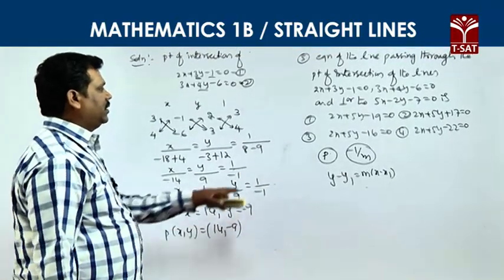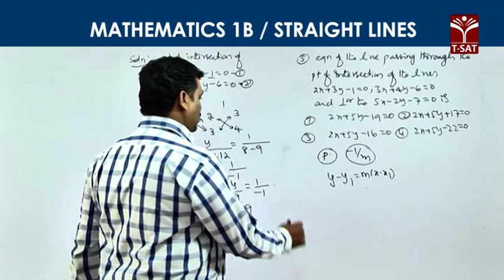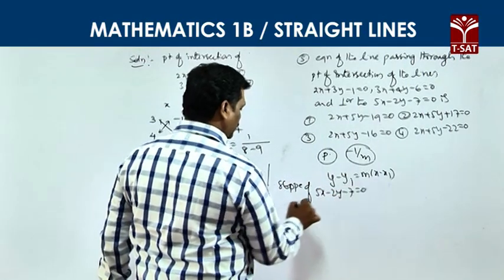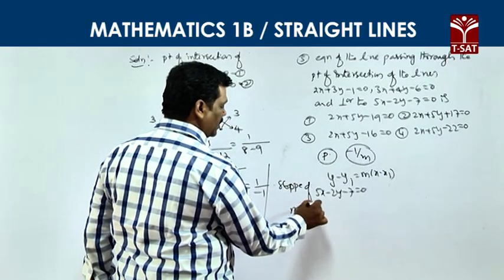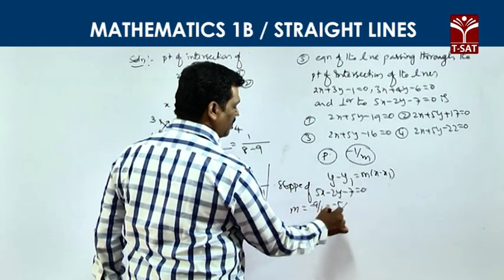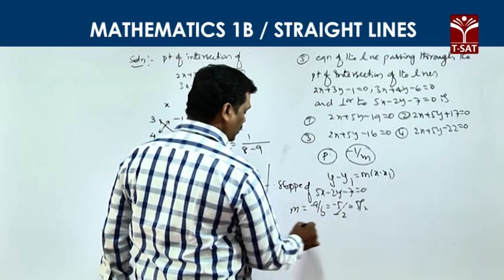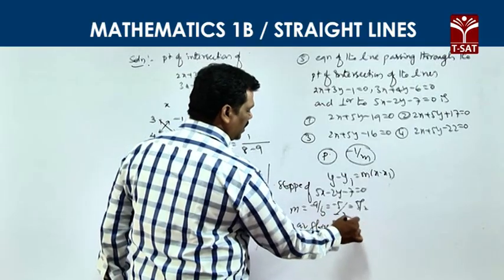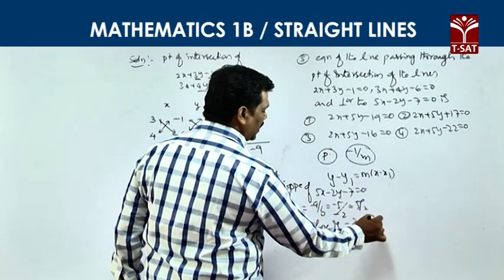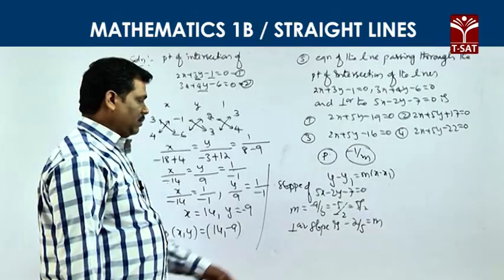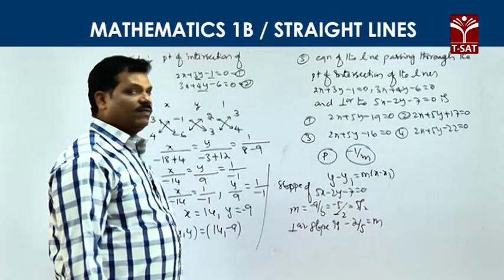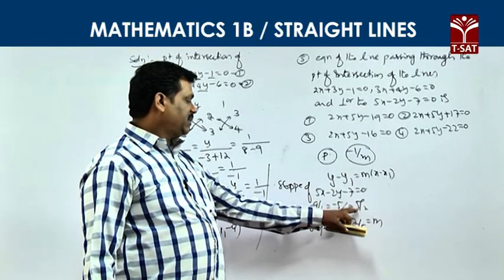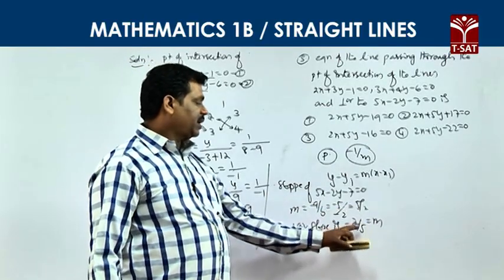Now we have to find the slope of the given line, 5x minus 2y minus 7 equal to 0. The slope is minus a by b, which means minus 5 by minus 2, equal to 5 by 2. What is the perpendicular slope? If m is the slope of the line, then the perpendicular slope is minus 1 by m. Since the slope m is 5 by 2, minus 1 by m means minus 2 by 5.